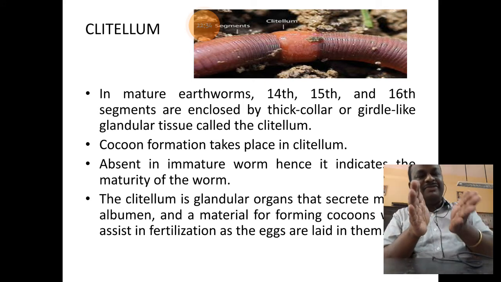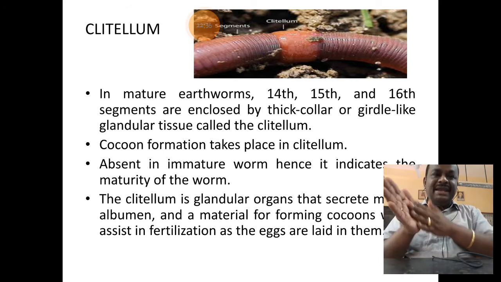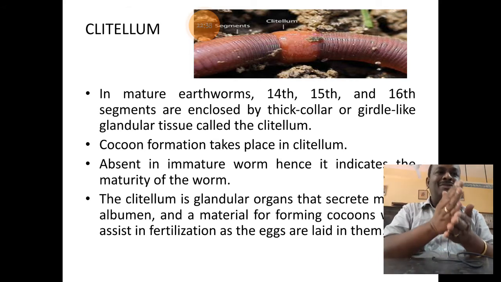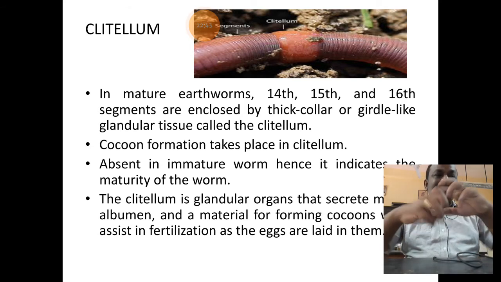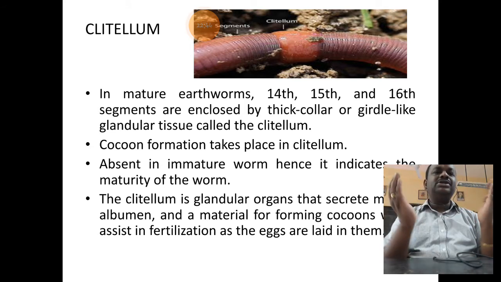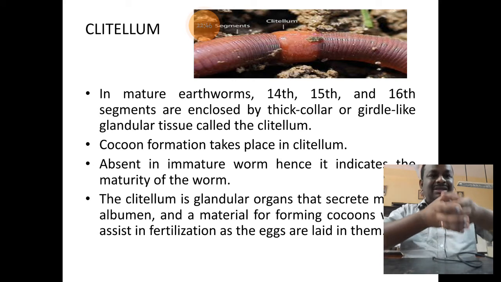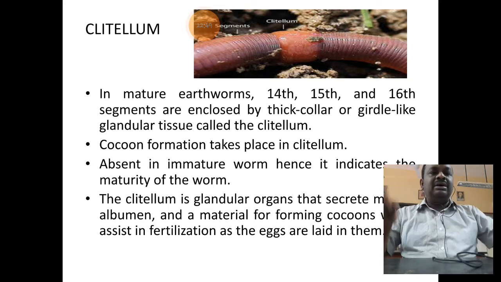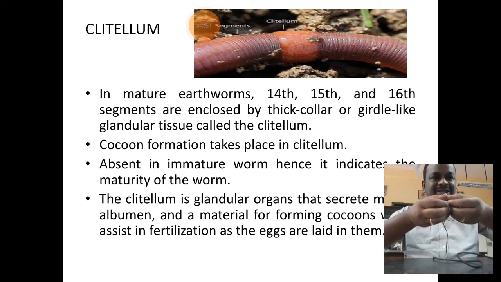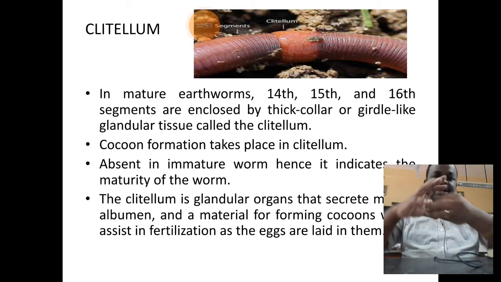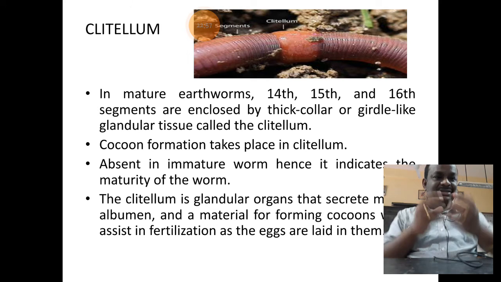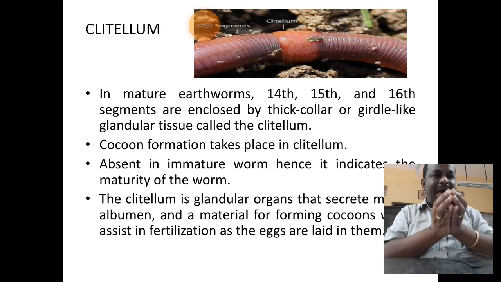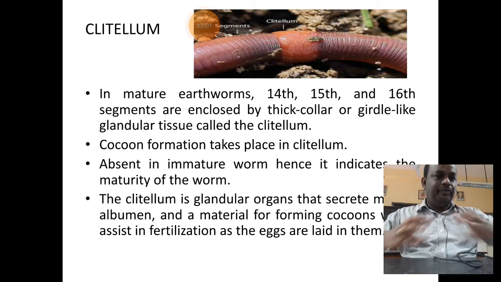So, body segments will throw out the gametes, and the inner surface of Clitellum will throw in the mucus and the secretion of albumin. All this is packed by the outer covering of Clitellum, because this Clitellum now will form one more layer, and this Clitellum will shed off, it will come out. It is like a chocolate wrapper, you can remember, okay.